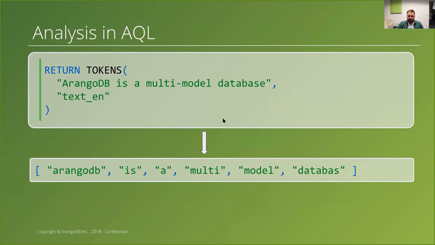And on the slide, you can see an example of how one can benefit from analysis both in ArangoSearch and in regular AQL. In 3.4, we introduced a new TOKENS function, which returns you an array composed of tokens produced by a specified analyzer. And I will show you some live examples a bit later.